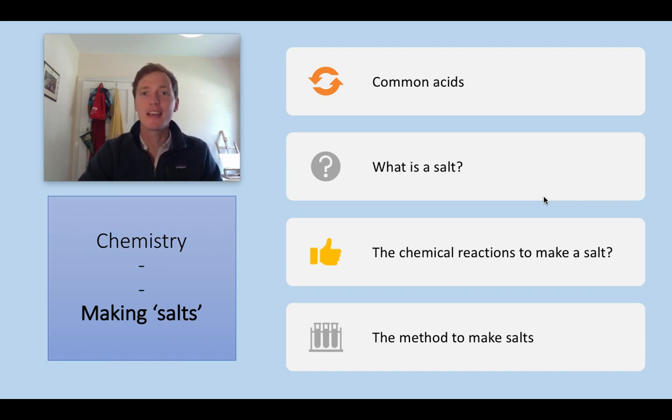Today we're going to be looking at making salts. We're going to think about what is a salt, what do I mean by that term, and how do we go about making them. And it's all linked to what we've been looking at recently about acids. So we're going to start with a little recap of some common acids, then we're going to think about what we mean in chemistry when we say something is a salt. Then we're going to look at some specific chemical reactions to make a salt, and then you're going to think about the method. So here we go.